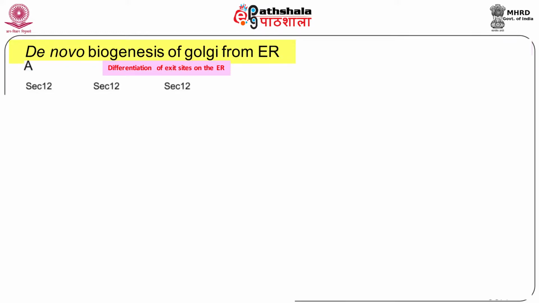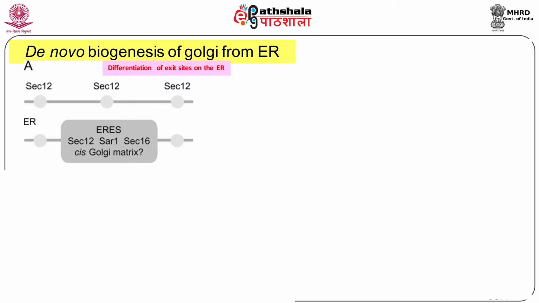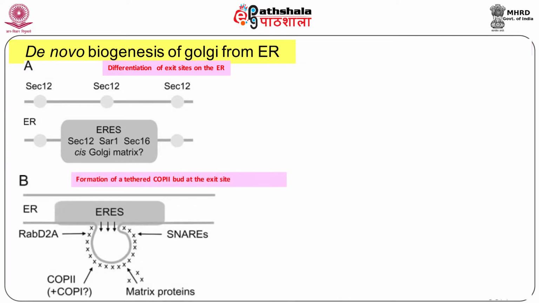Stage A is differentiation of exit sites on ER. This is carried out with the help of Sec16, Sec12, SAR1 and probably the cis Golgi matrix or tethering factors. Stage B shows formation of a COP2 coated bud from surface of endoplasmic reticulum. The bud is attached to ER through the proto-Golgi matrix.